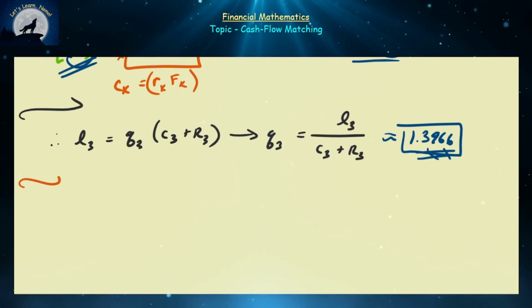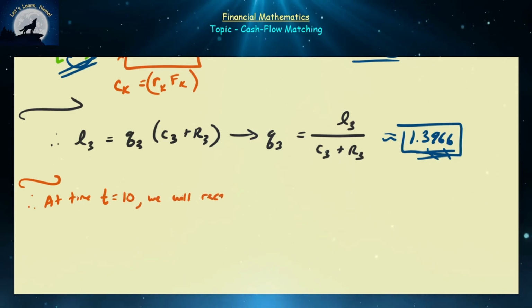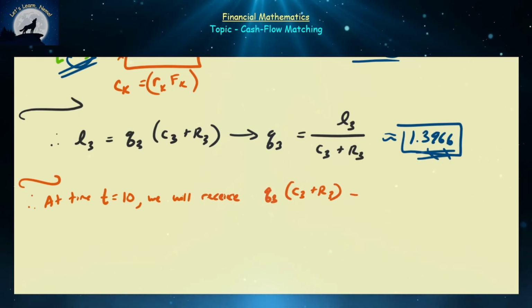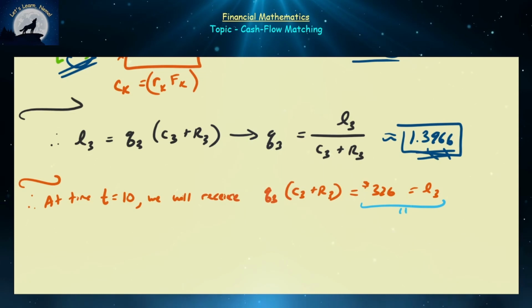So let's just take a moment and interpret this number Q3. At time t equals 10, we will receive Q3 times C3 plus R3, right? And what is that going to be? Well, when you actually do those numbers out, that's going to be equal to 326, which, keep in mind, is the same as L3. That's the entire point of price matching, right? And obviously, this is going to be coming from bond number 3.